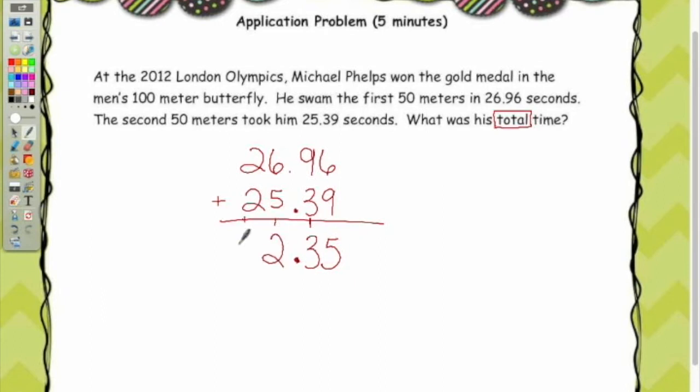Wait, don't put it at the top. No. Okay, did you get the same answer that I did? Because I was talking while I was doing that. No, I got a 52. I got a 52. I got a 5.